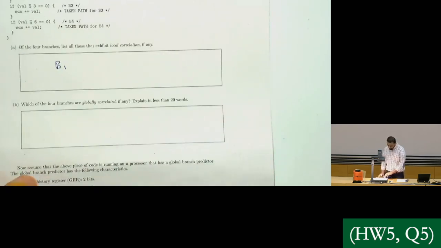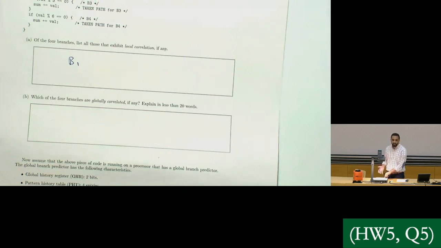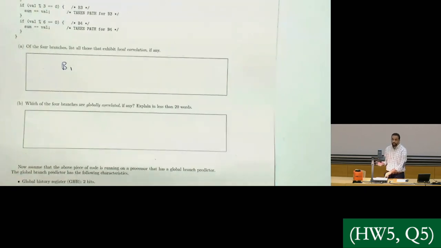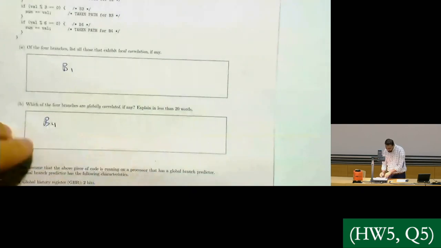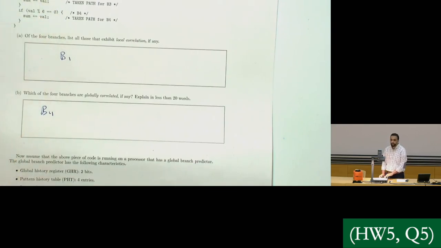For the second part of the question, the same thing, but I'm asked to find the globally correlated branches. Meaning, in the current iteration, if one of the branches is taken, can I say something about the other branches? Can I say whether they will be taken or not? For example, B2: if the value at that index is a multiple of 2, can I say whether it's a multiple of 3 or a multiple of 6? Obviously, if B4 is taken in the current iteration, then for sure B2 and B3 should be taken. Any number that's a multiple of 6 is for sure a multiple of 2 and 3.